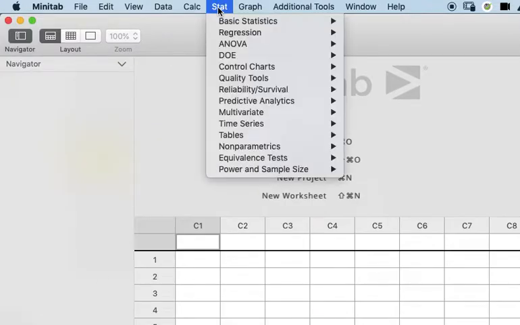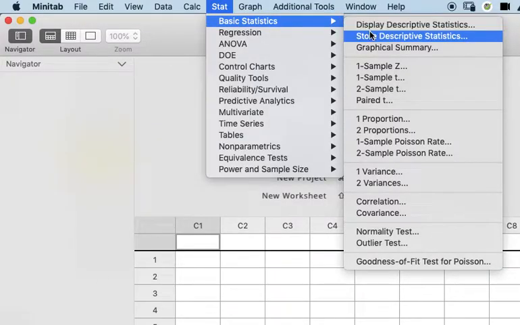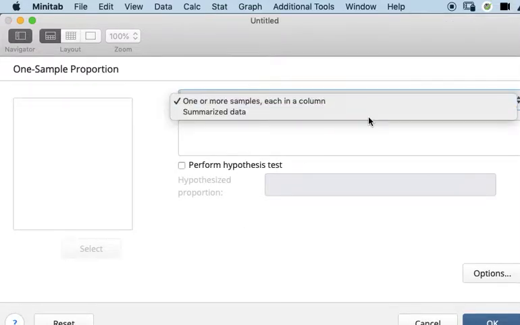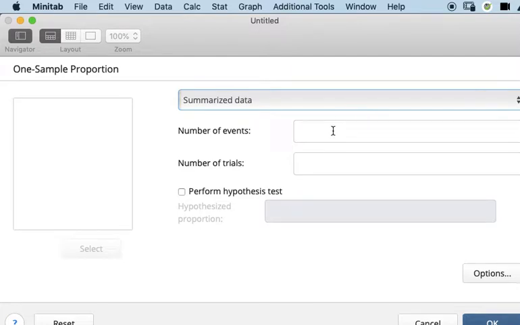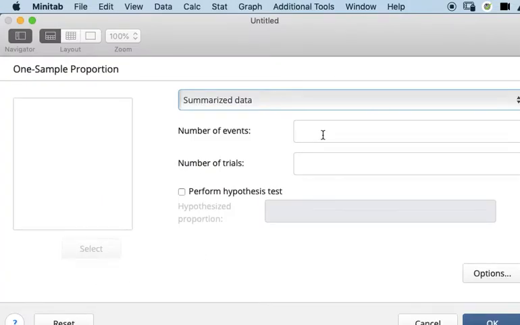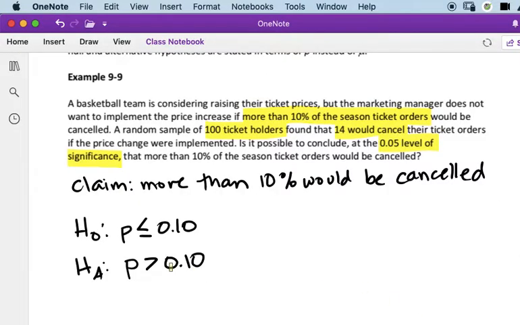We're going to go to Stat, Basic Statistics, and One Proportion. Change this to summarized data. So my number of events is going to be the 14, and 100 is going to be the number of trials. Number of events is always the smaller number of the two. I need to check the perform hypothesis test box, and my hypothesized proportion is 0.10 for my hypothesis.